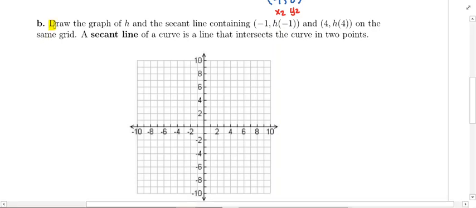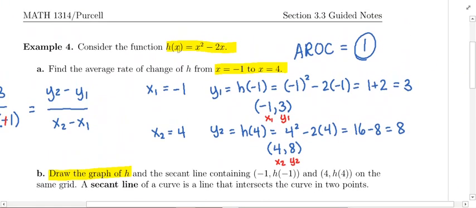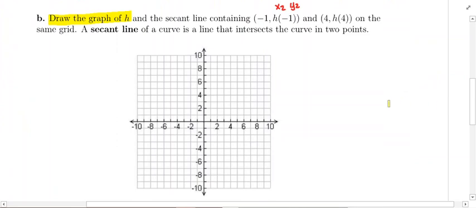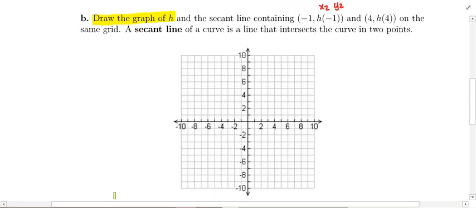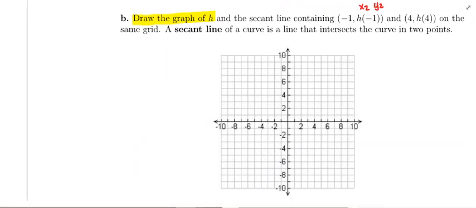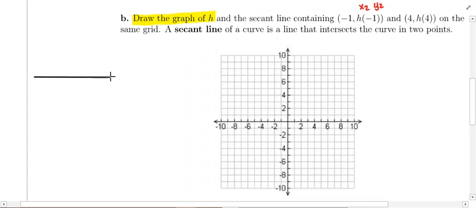It says draw the graph of H. So we've got a grid here, and we're going to go back and grab our original function, H of x equals x squared minus 2x, and graph it. Remember, it's a polynomial, so the domain is all real numbers. We'll make a table of values to graph this out. We can pick whatever we want for x, but we've got to be smart here. Let me set up the table.